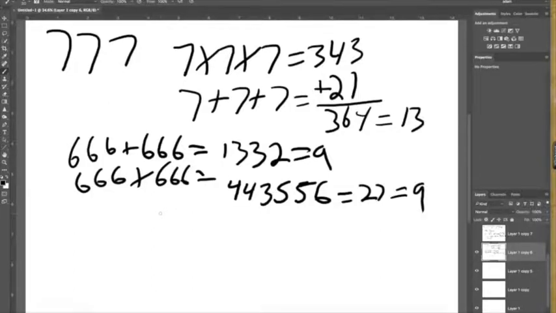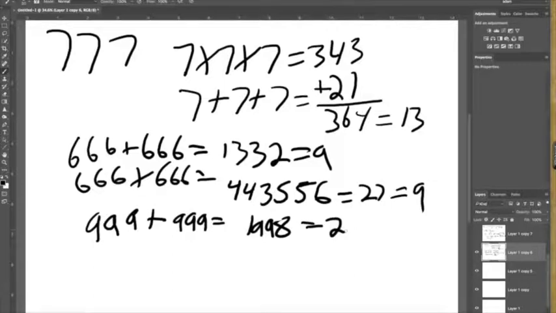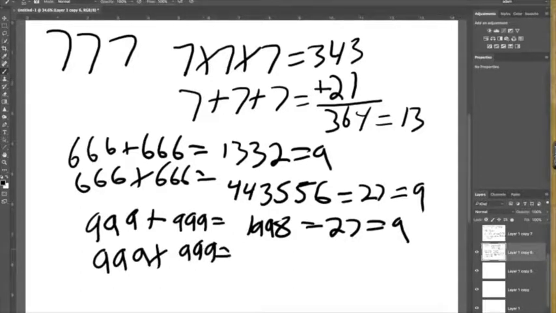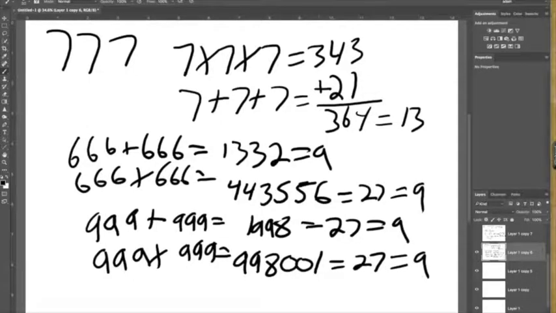All right, and then you have 999 plus 999 equals 1998 equals 27 equals 9. And you have 999 times 999 equals 998001, which is 27, which is 9. So how many times are we going to come to 9? 9 rules this world, man.